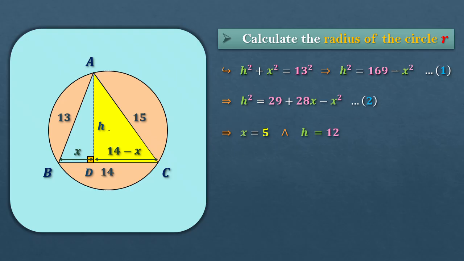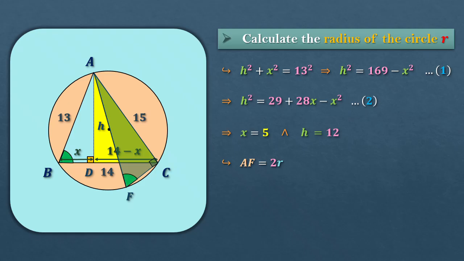Next, we draw the diameter from point A through the center of the circle to a point that we label F on the opposite side of the circumference. The length AF equals 2 times r. Now considering triangle AFC, this triangle is right-angled at C because AF is the diameter.